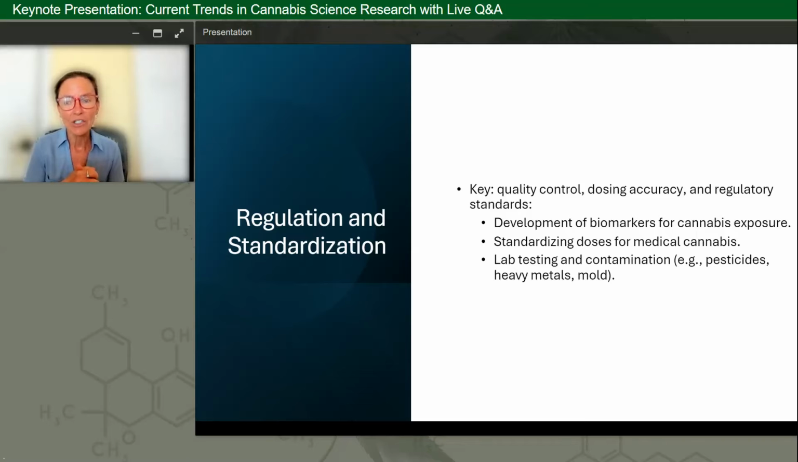Lab testing and contamination is huge. We all know it's been a concern for growing for some time, and the idea of controlling for pesticides, heavy metals, and mold, and how that can be standardized when the laws are by state. So how can we make sure that if we buy something in one state, we can expect the same standards in the next state?